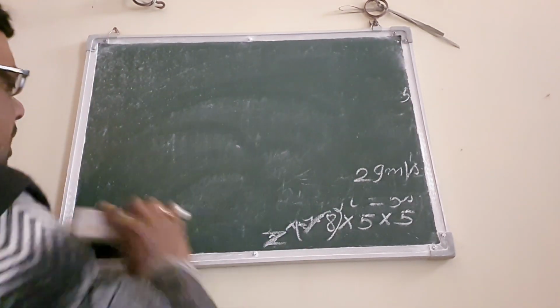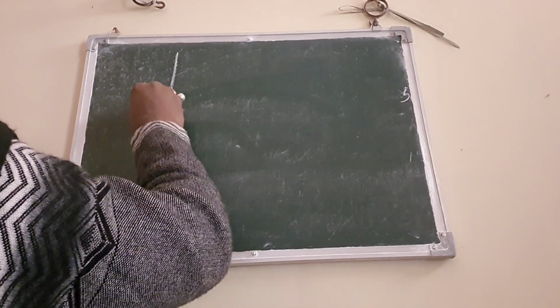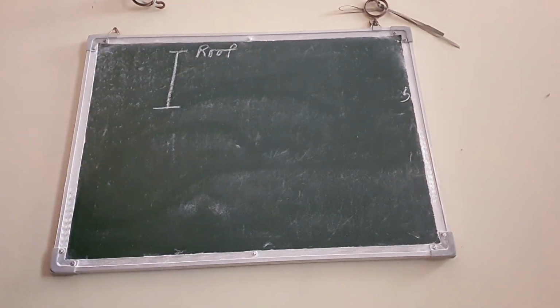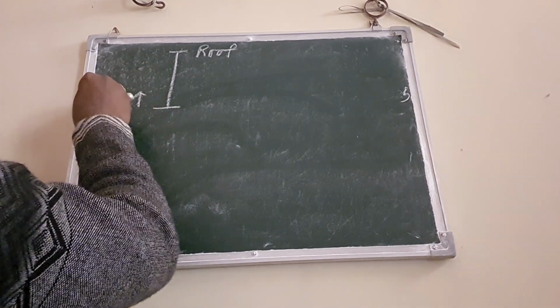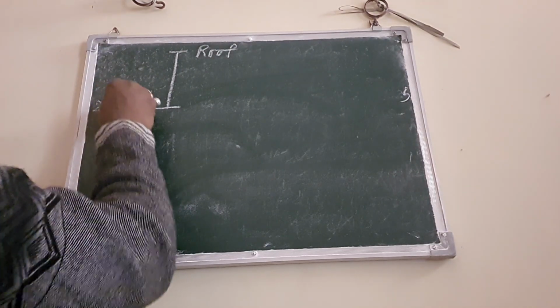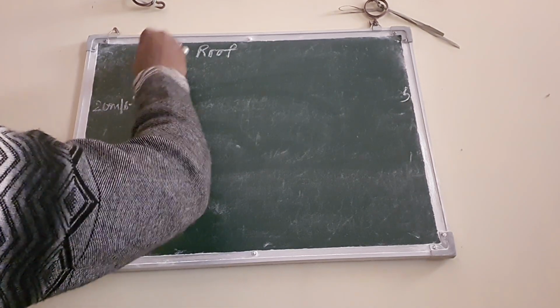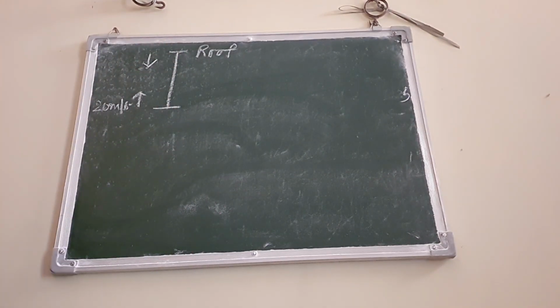So next question is, there is ground and there is a roof. A ball is being thrown upward with a velocity of 20 meters per second, and it reaches the roof, and at the same time from the roof a ball is being dropped from rest and it reaches the ground. We have to find the place where they meet and where they pass together.